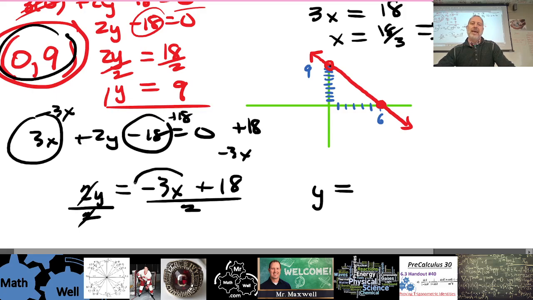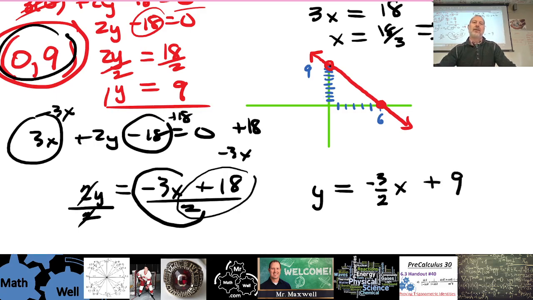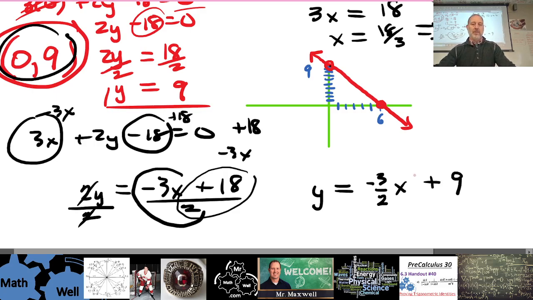I'm going through this pretty quick because this should be just review. Now look at this. Negative 3 over 2 should be my slope of this line. We're going to check that in a second. And then 18 over 2 is plus 9. So this is in y equals mx plus b form over here. And I'm going to check to see if the slope and the y-intercept match up. The y-intercept I already see matches up. That's awesome.